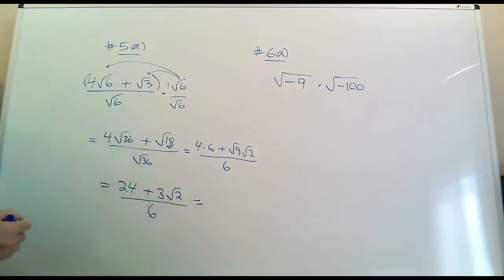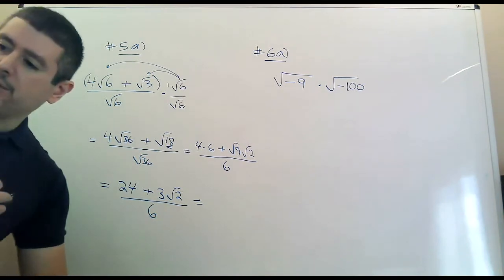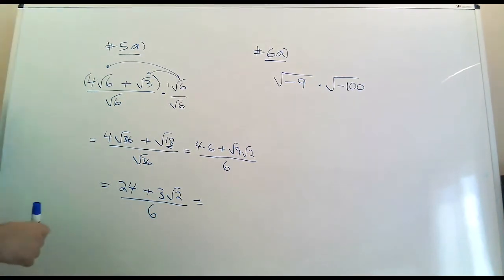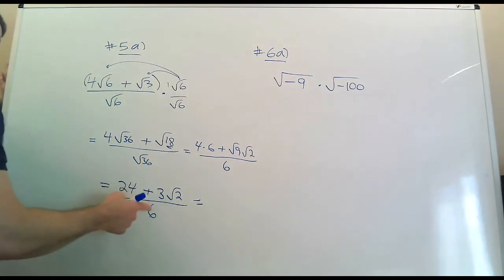Now, the only thing you can do, 24 is divisible by 6, right? You're like, oh, just divide them, you get 4. But what about this 3? That's the problem. You have a 24, a 3, and a 6. They're all divisible by 3. So you're going to divide every one of these numbers by 3.